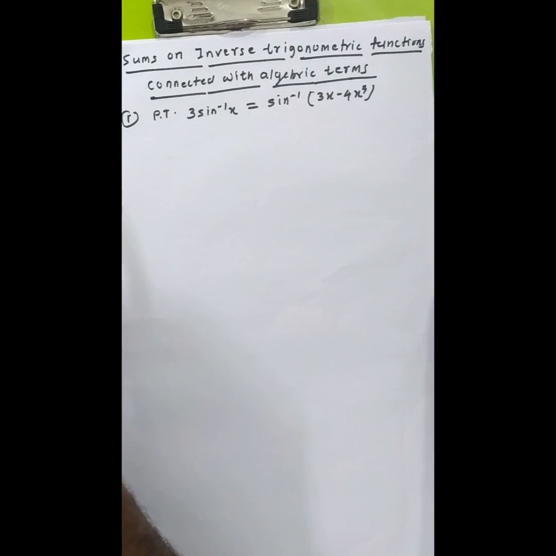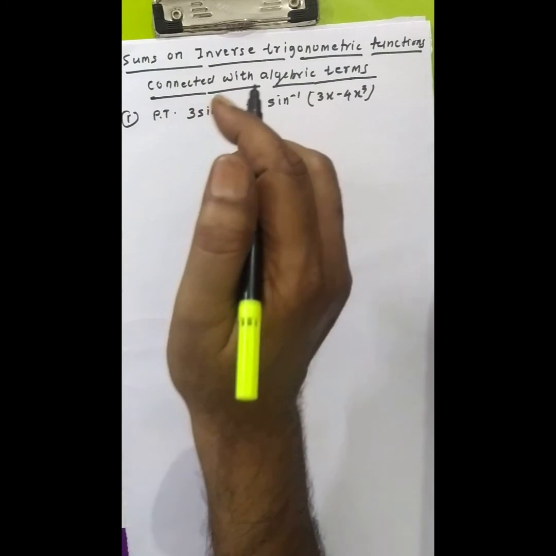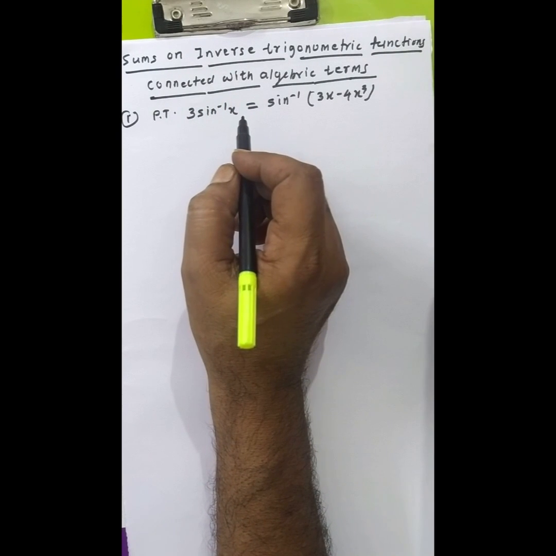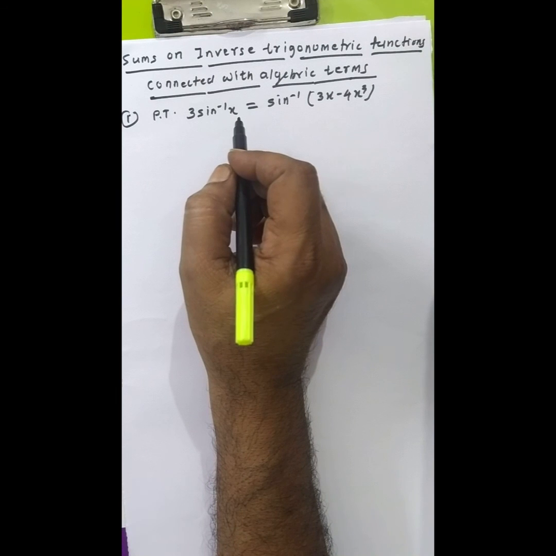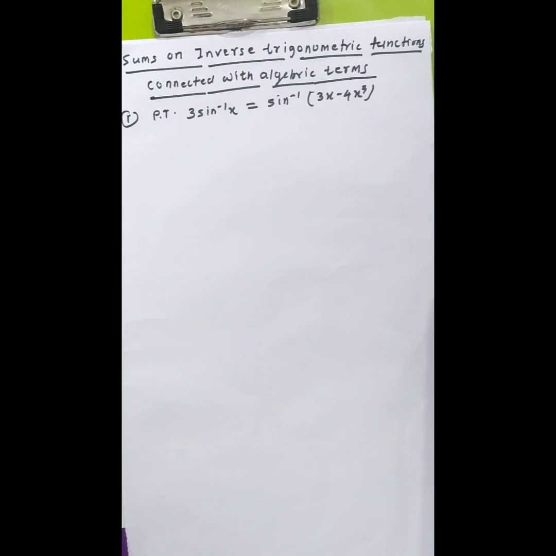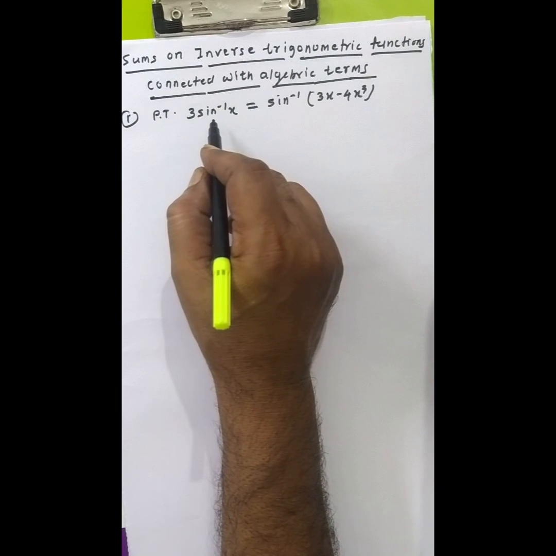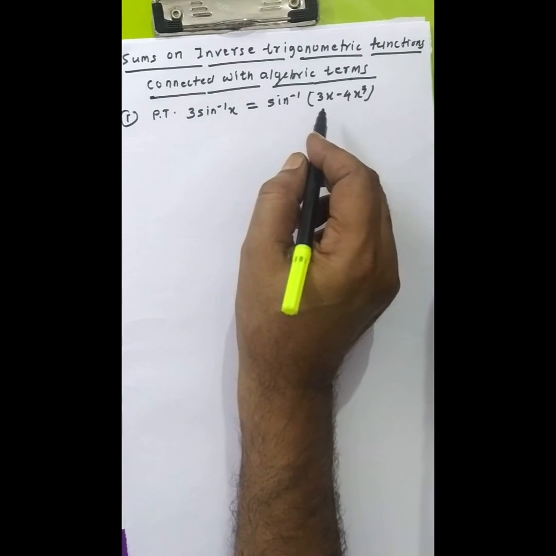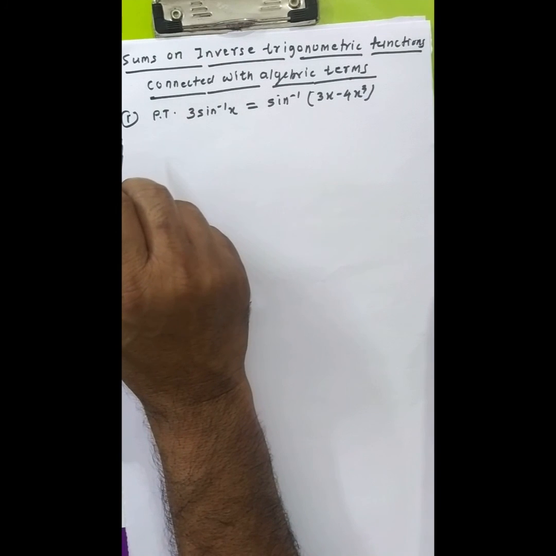We'll start with sums based on inverse trigonometric functions connected with algebraic terms. These sums are based on your multiple and submultiple angles of trigonometric functions, that is, the values of sine 2 theta, sine 3 theta and sine theta. We'll start with a simple example. Prove that 3 sine inverse of x is equal to sine inverse of 3x minus 4x cube.